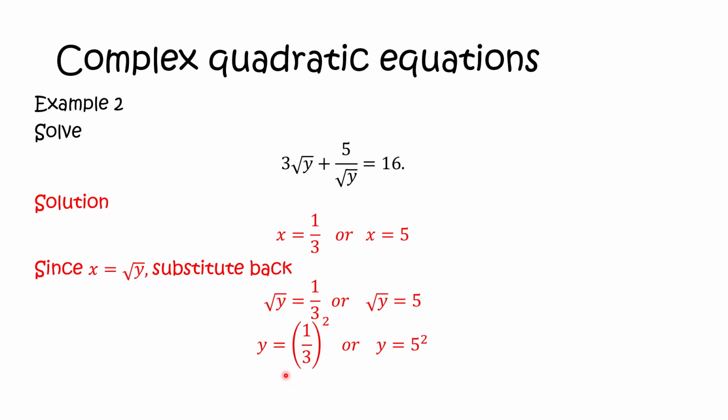And squaring both sides, because that's how we clear the square root on the left hand side, we're going to get y is equal to (1 over 3) squared, or y is equal to 5 squared. In so doing, we are going to have y is equal to 1 over 9, or y is equal to 25.